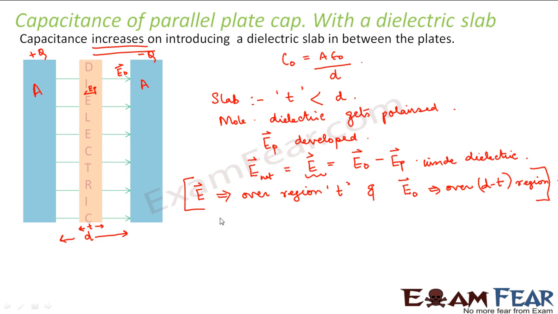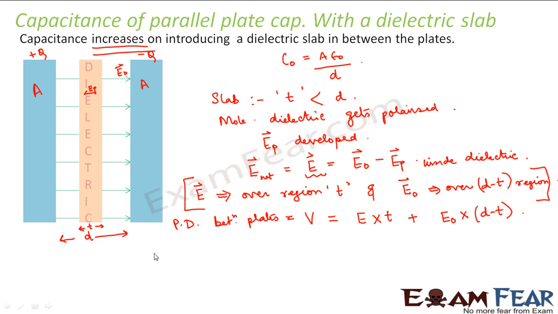So now we have to calculate the potential difference between the plates of the capacitor. Let us call it V. What is potential difference? It is nothing but electric field multiplied by the distance. So in the case of the dielectric, it is the reduced electric field E multiplied by the distance over which it acts, that is T, plus the original electric field E0 multiplied by the distance over which it acts, which is D minus T. So this would be the potential difference.